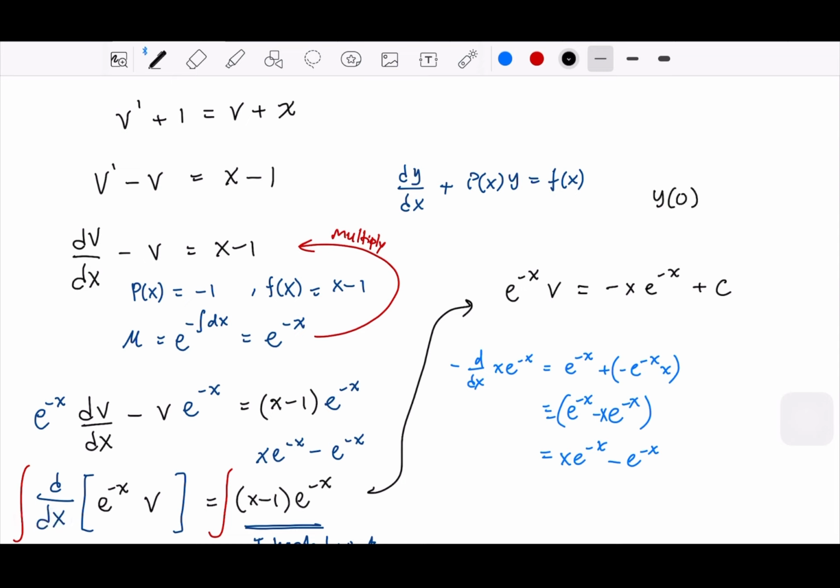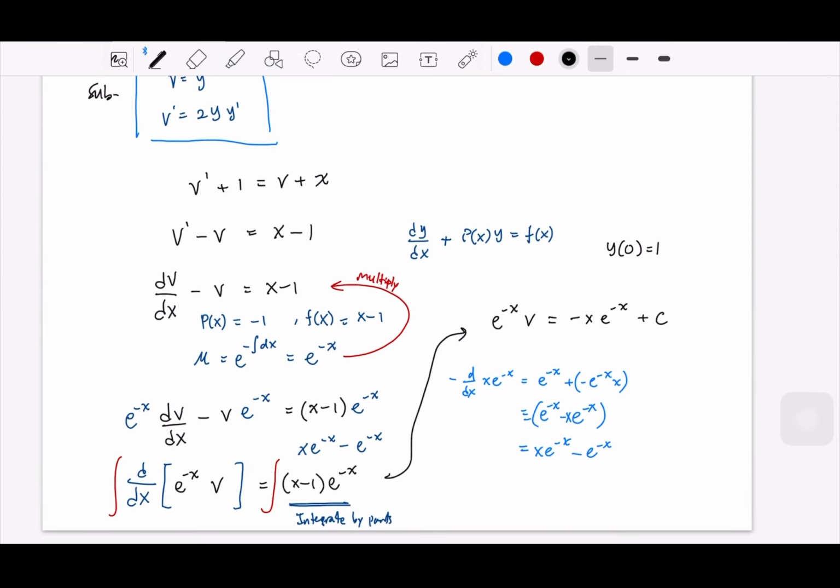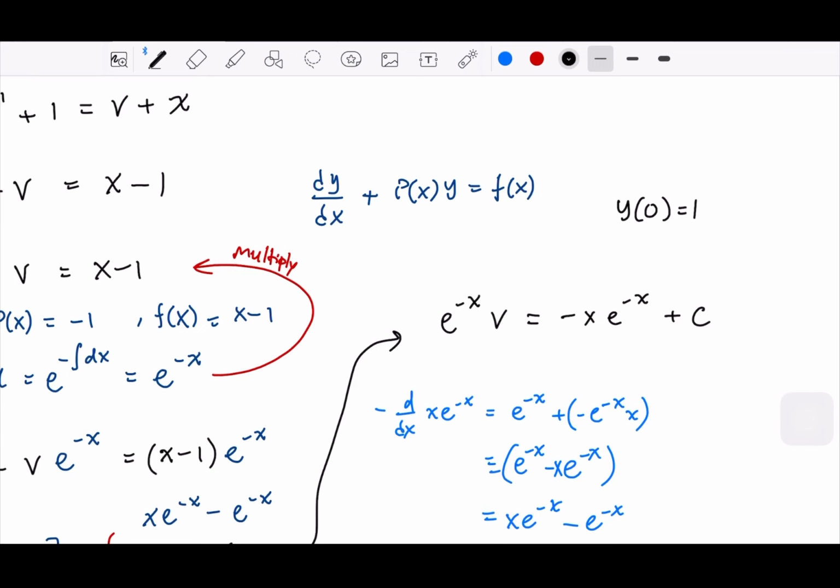Initial value is, and don't forget that we have v. V is what? V is y squared. V is y squared. So y is 1, y squared is 1, so p is 1, and x is 0, so we get the c. So 0 becomes 1, so 1 equals 0 plus c, or c is equal to 1.